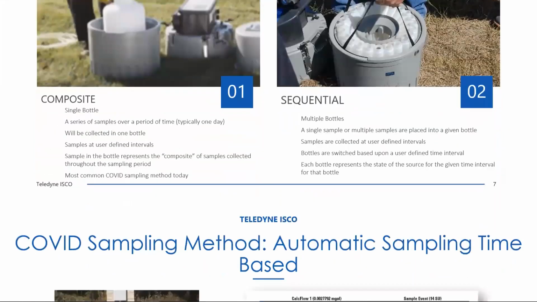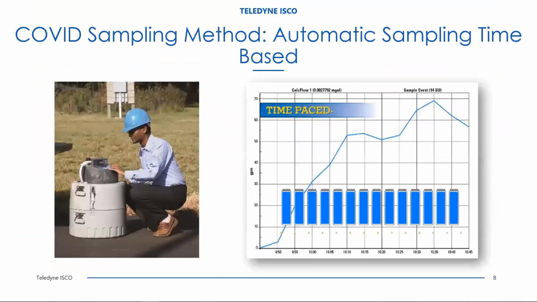The programming options that are utilized can vary. The most common method right now that would be utilized would be to take time-paced samples of fixed volume at regular intervals. That can be a sample collected every 15 minutes. That could be a sample collected once an hour.